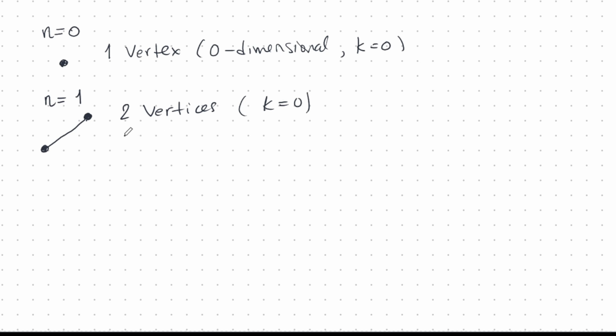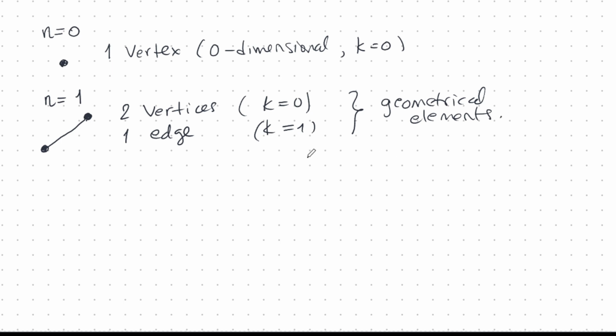And how many edges do we have? We have one edge like this. So k is 1 for the edge. And we can call these things components, like geometrical components or elements, what it's made of. Components is a nice word. Maybe I'll use components.